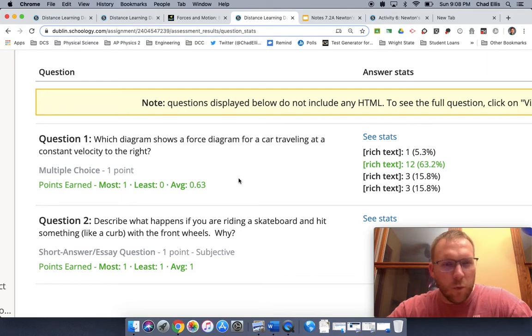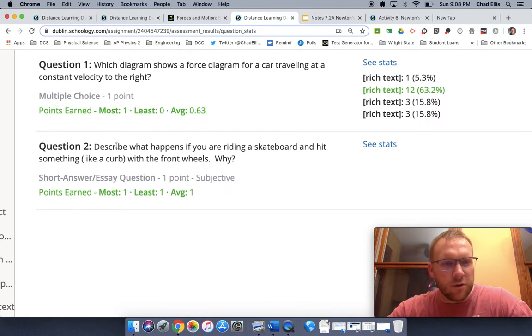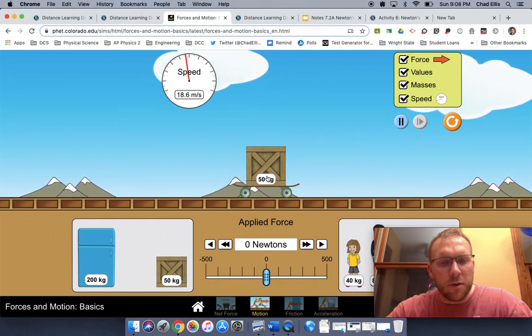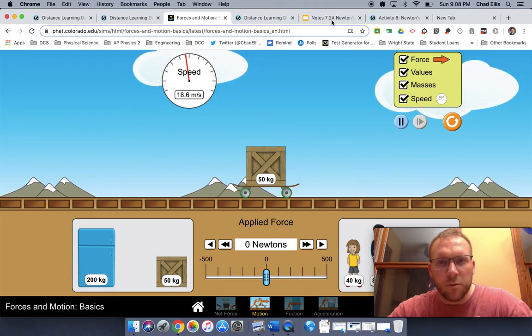Now, what we can look at is the second question. Describe what happens if you're riding a skateboard and hit something like a curb with the front wheels, and why. Basically, here's what I wanted you to say: the skateboard stops, but the person riding the skateboard doesn't stop. That person still flies forward, which is weird. Nothing actually pushed this person forward, but it's because of Newton's first law. It's because they were already moving. Nothing stopped them, so they keep moving. If we look at this, the skateboard with the crate is already moving. Nothing stops it, so it keeps moving.